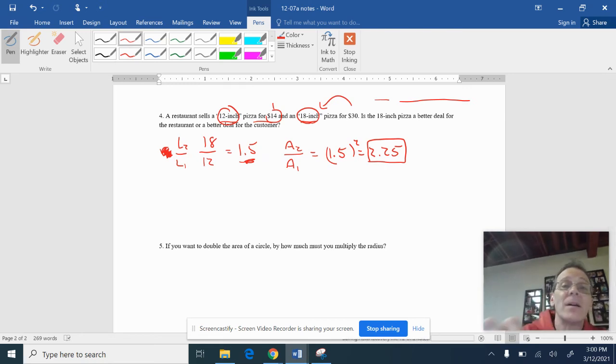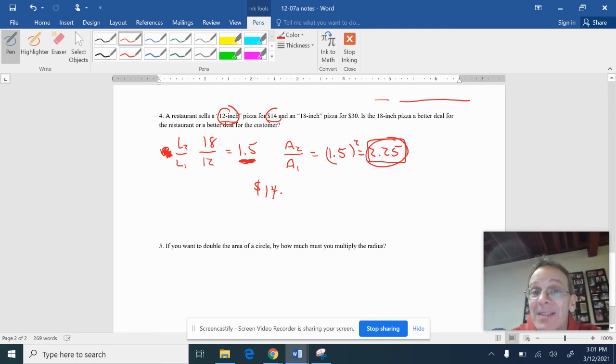Okay? Let's just do this instead. Oh, how come I didn't get an eraser? There we go. Let's just do this instead. Let's just find out that the ratio of lengths of the two pizzas is 1.5. Okay. So if you multiply that first pizza's cost, $14, by not 1.5, by 2.25, because that's the ratio of their areas.